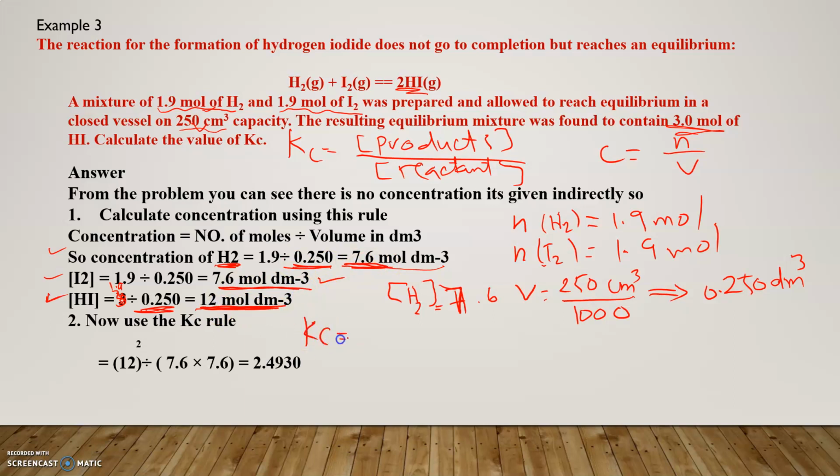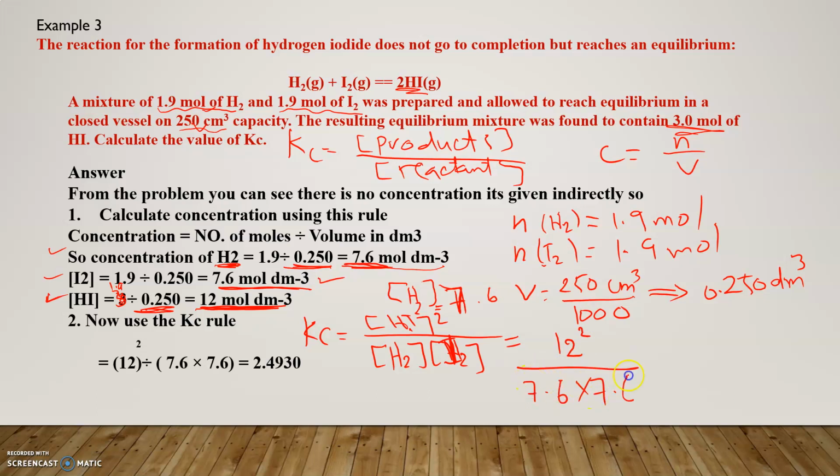So in this case, Kc equals the concentration of HI, which is the product, to the power of 2 divided by H2 times I2. Now apply with the numbers. HI is 12 squared because it's the power of 2, it's 2 moles, divided by 7.6 times 7.6. So there is your result.